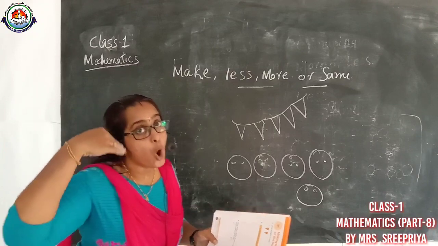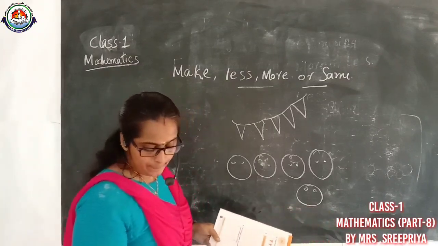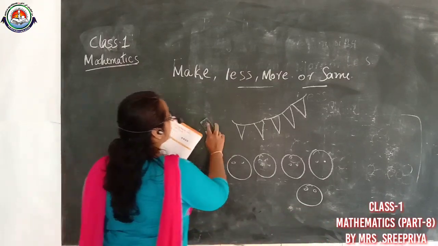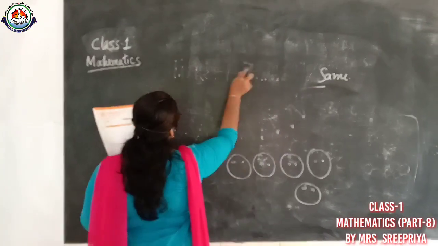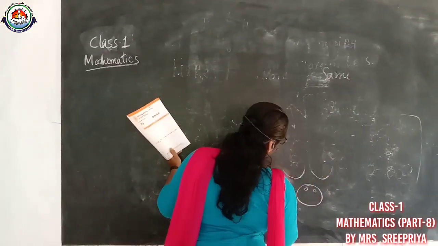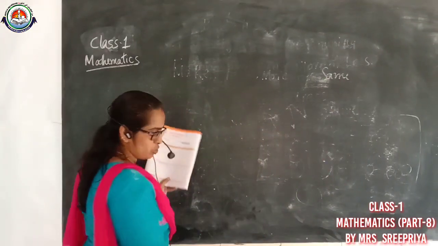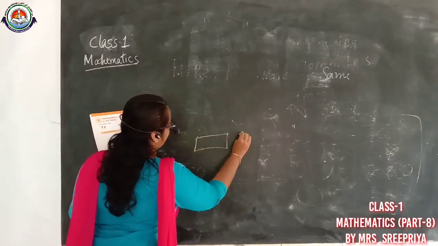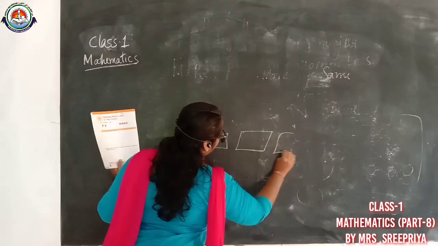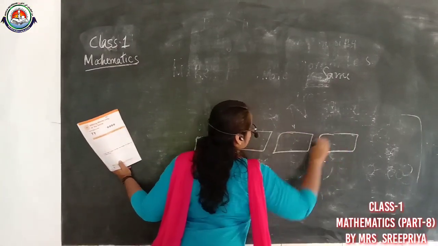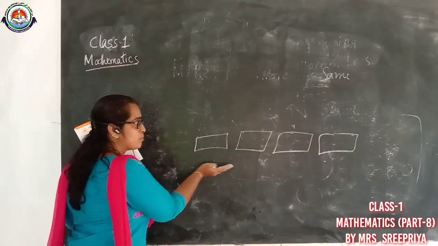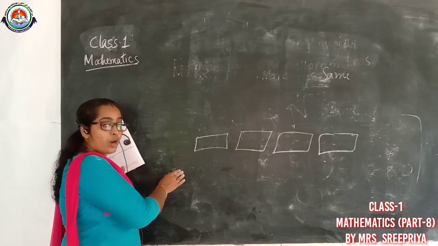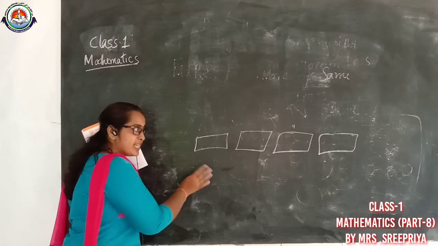Okay, number 2. Draw more than 4 biscuits. How can we draw more than 4 biscuits? How many are there? 4 biscuits. But we need to draw more. Now is it more or same or less? It is same. Very good.